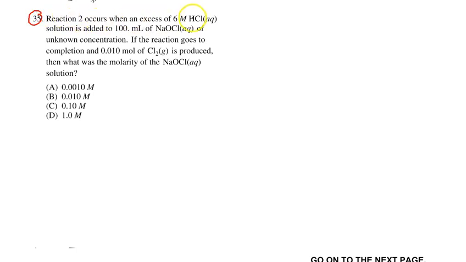So reaction 2 occurs when excess 6 molar hydrochloric acid is added to 100 milliliters of a sodium hypochlorite of an unknown concentration. If the reaction goes to completion, that means that the forward reaction has been driven completely until we ran out of at least one of the reactants, the limiting reagent. And they didn't really need to say that because they had excess hydrochloric acid. So in any case, if the reaction goes completely forward, and we produce a product, in this case it's chlorine, and we know we produce 0.010 moles of it, what's the molarity of the original solution?